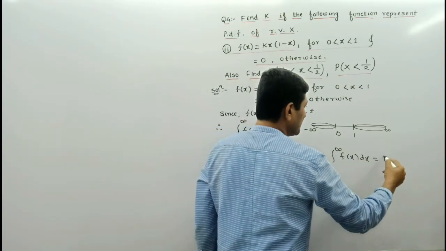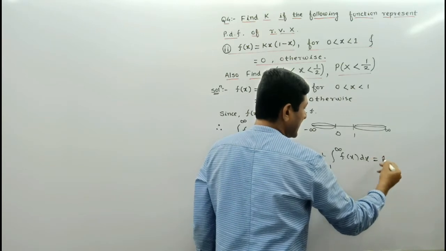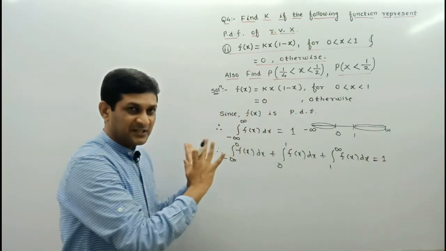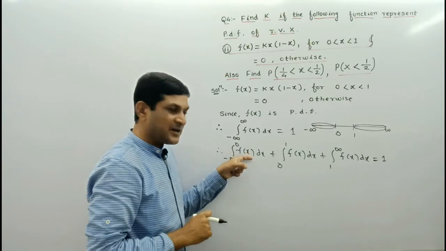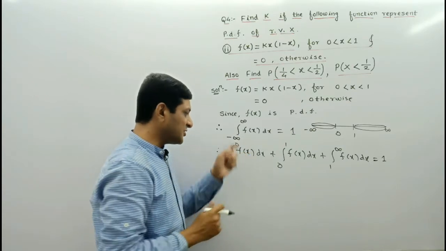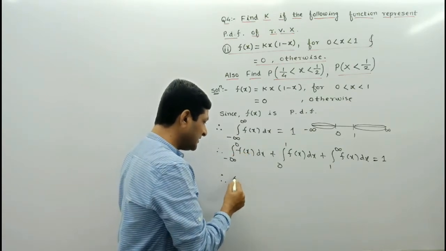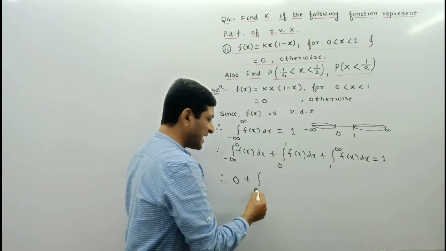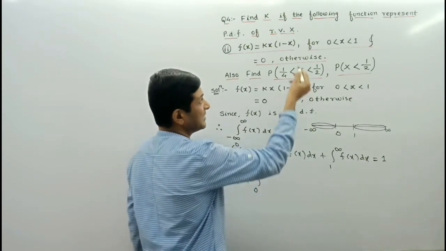On this side keep 1 as it is equal to 1 as it is, isn't it? Just we are splitting this into 3 parts. In the first part value of f of x is 0 and integration of 0 will be equal to 0. In the second part, so limits keep it as it is 0 to 1 f of x, we are replacing by its value.